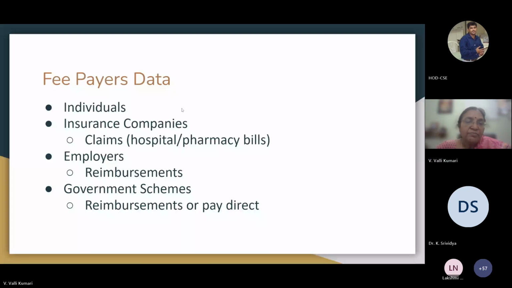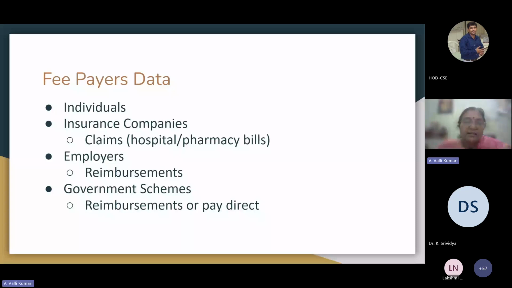Then fee payers can be individual fee payers or their employers may reimburse. So there is again some kind of data exchange between the hospitals and some other government agencies or the employers, related to how much he is entitled to and a lot of stuff. And government schemes, like you visit the hospital and the government pays the bill. So there again, a lot of data is generated. So this is all about fee payers' data.